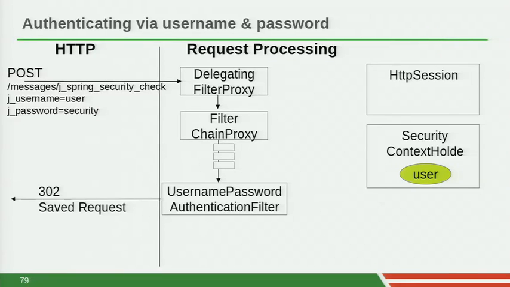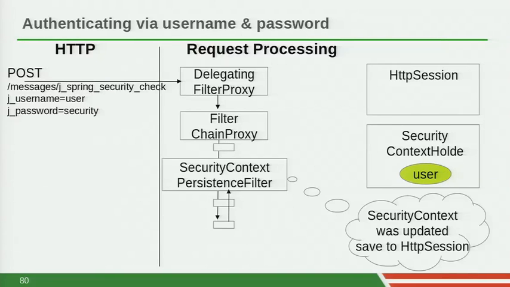Then the username password authentication filter is going to redirect to that saved request. Remember earlier we placed it in the request cache? It does that by redirecting to the URL that was originally requested, but it can't encode all that information into the URL because there were headers, there might have been cookies, etc. There's all sorts of things in that request that can't be included in a redirect. We'll get into how it deals with that in just a moment, but for now know that it redirects to the URL. And the security context persistence filter now notices that the security context was updated, and so it's going to save it in the HTTP session.